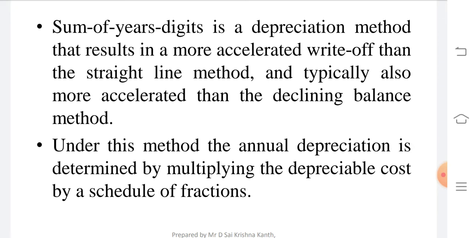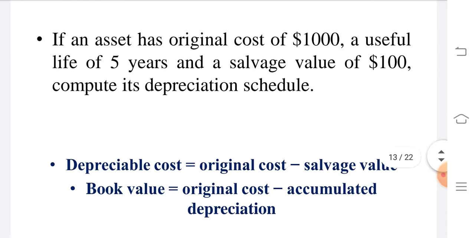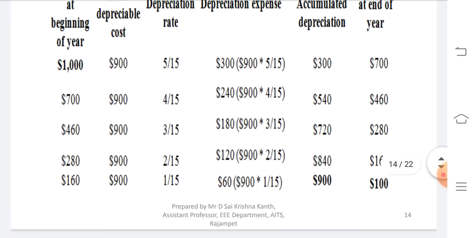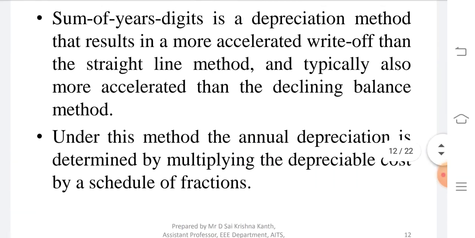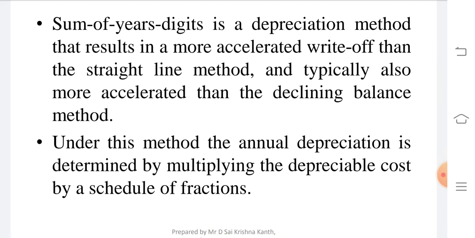That is, for example, you are going to do it in this manner. For the first year 5 by 15, second year 4 by 15, like that. In the first year the asset value is high, so the depreciable value will also be high, whereas in the coming years the depreciable value goes on reducing.